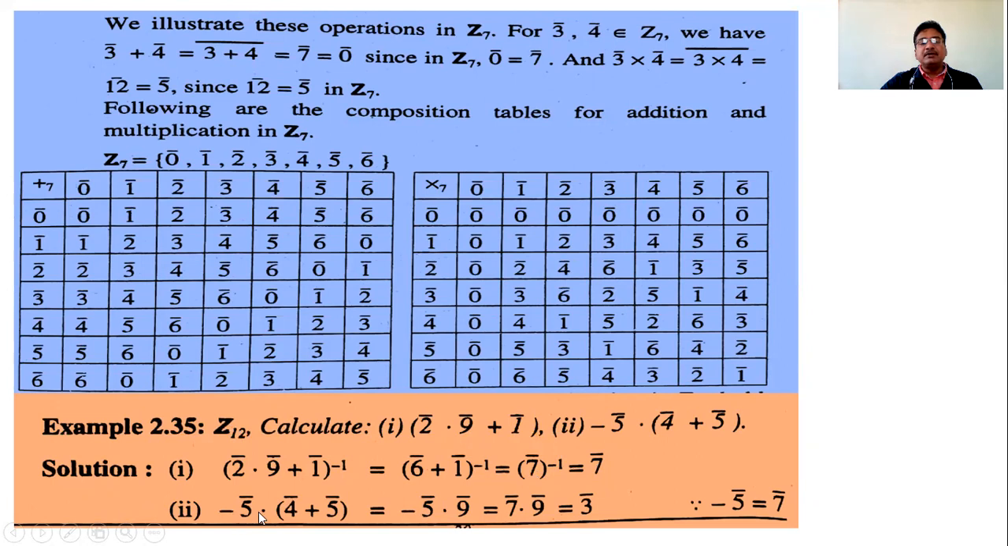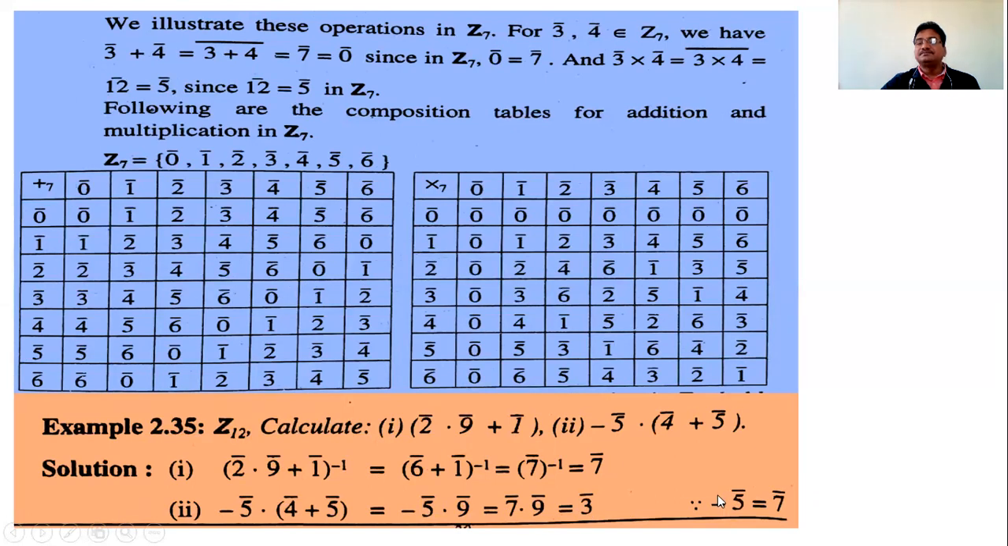So minus 5 bar into 4 bar plus 5 bar. So first add these two. So 4 bar plus 5 bar is 9 bar. So minus 5 bar into 9 bar. And minus 5 bar is 7 bar. If we divide minus 5 by 12, then what is the quotient? 1 is the quotient and 7 is the remainder. Minus 5 plus 12 is 7. So minus 5 bar is 7 bar. And then 7 bar into 9 bar is 3 bar.